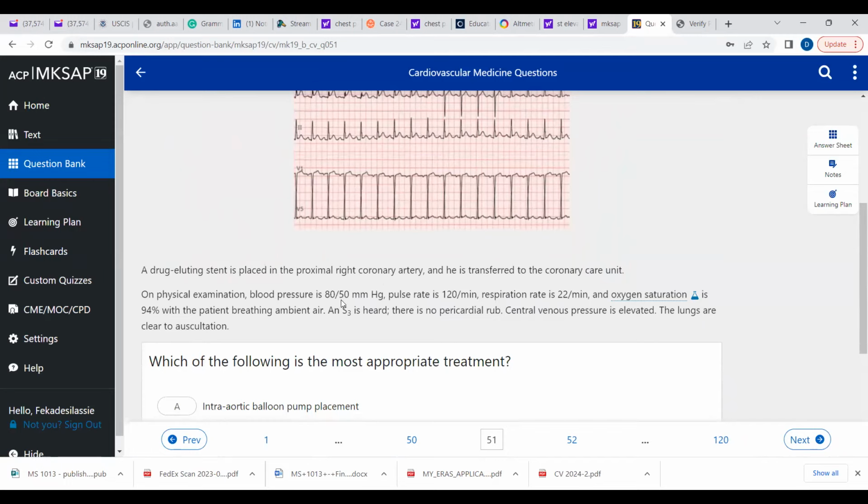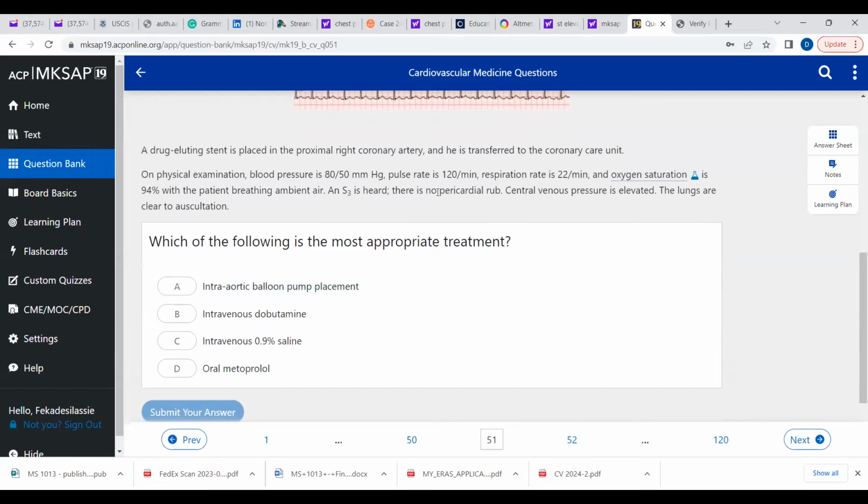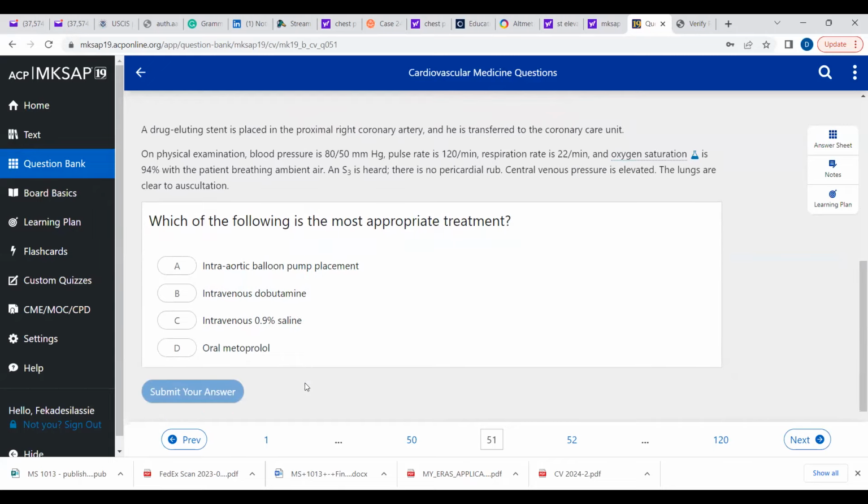On physical exam, blood pressure is 80/50, pulse is 120, respiratory rate is 20, oxygen saturation is 94% breathing ambient air. S3 is absent, there is no pericardial rub, central venous pressure is elevated, and the lungs are clear to auscultation. Which of the following is the most appropriate treatment? Intra-aortic balloon pump, intravenous dobutamine, IV 0.9% saline, oral metoprolol. B, sir. Huh? B, IV dobutamine. Okay, what else? Anything else? Remember, BP is 80/50.